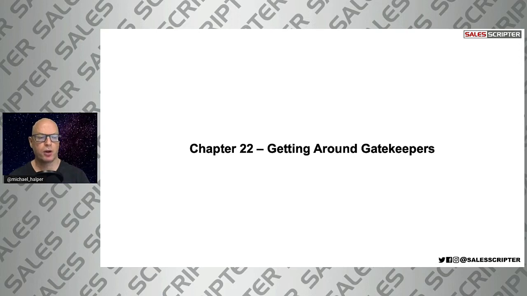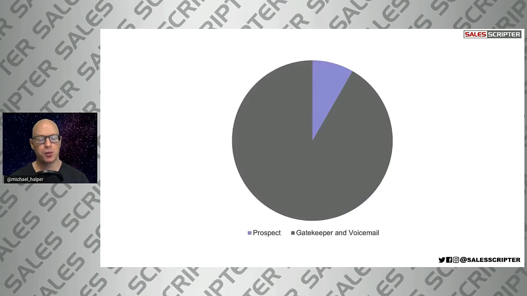Today, we are going to talk about chapter 22 in the Smart Sales System, which is getting around gatekeepers. This is a really important area to take a step back and try to improve your skills and your tactics. One reason why is that if you were to do an hour of hardcore power phone prospecting, the most likely outcomes of the dials you make are that you're going to deal with gatekeepers and voicemails. Then a small sliver of that time is actually talking to prospects.